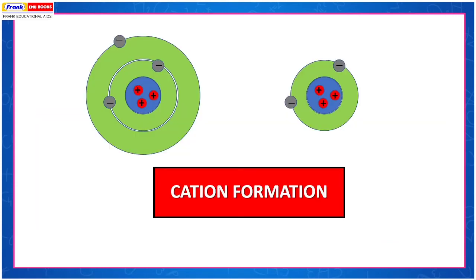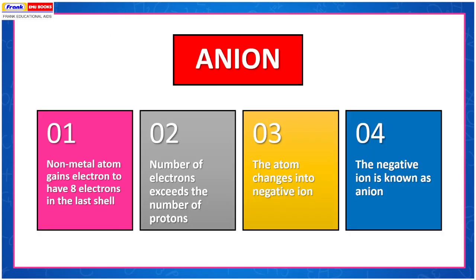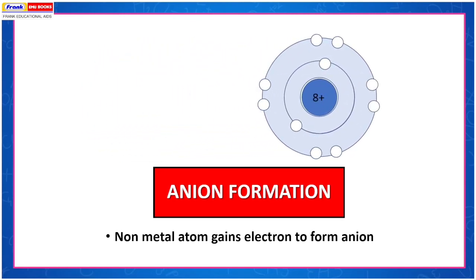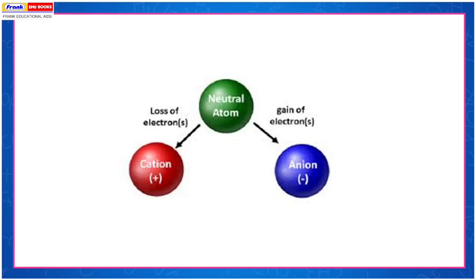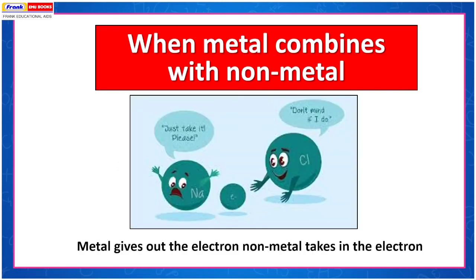Cation formation: a metal atom loses valence electrons to form a cation. Anion. A non-metal atom gains electrons to have 8 electrons in the last shell. The number of electrons exceeds the number of protons. The atom changes into a negative ion. The negative ion is known as an anion. Anion formation: a non-metal atom gains electrons to form an ion. Neutral atom: loss of electrons leads to formation of a cation, while gain of electrons leads to formation of an anion. When a metal combines with a non-metal, the metal gives out electrons and the non-metal takes the electrons.